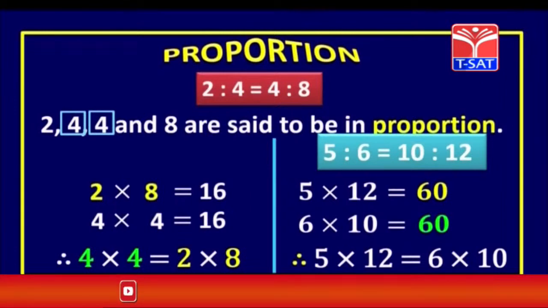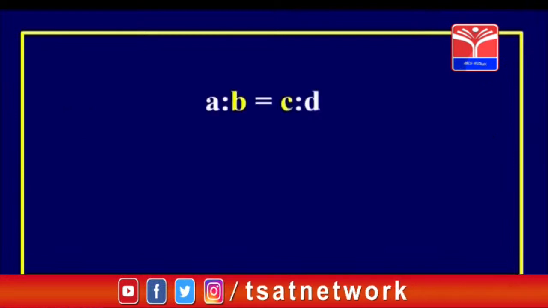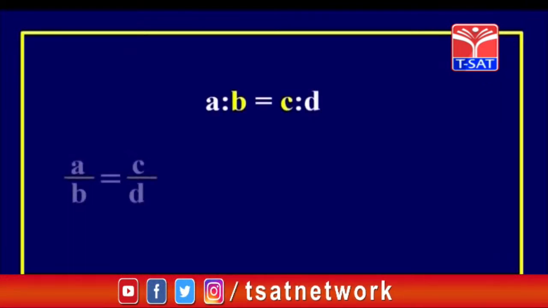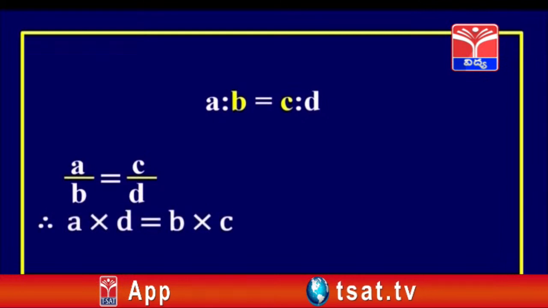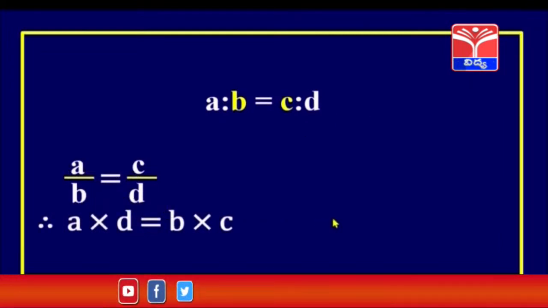You take any four numbers which are in proportion and you can verify this property. So here A is to B is equal to C is to D. I can write A by B is equal to C by D. Isn't it, children? A is to B means A by B, C is to D means C by D. Now on cross multiplying this, I get A into D is equal to B into C.